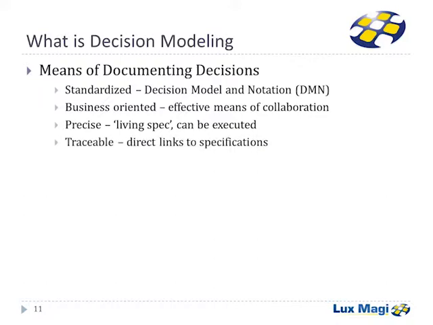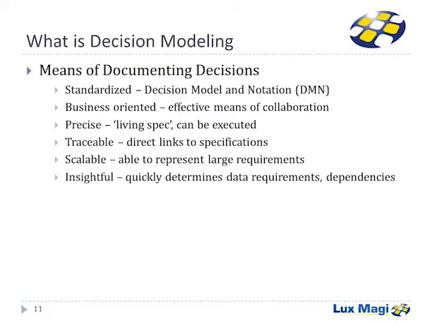It's traceable. There's a direct bridge linking parts of our decision model to specific subsections of the specifications that they support. There's also a link between process and decisions as supported by the DMN BPMN collaboration interface. It's scalable. It's able to represent large and complex requirements by separating concerns. And this is achieved by showing how individual decisions rely on subdecisions, knowledge, and data. It's insightful. The mere activity of decision modeling helps to quickly determine your true data requirements, something which is quite often quite hard to judge in the absence of decision modeling. And also, it's a great way of exposing the flaws of a specification, as we'll see later.